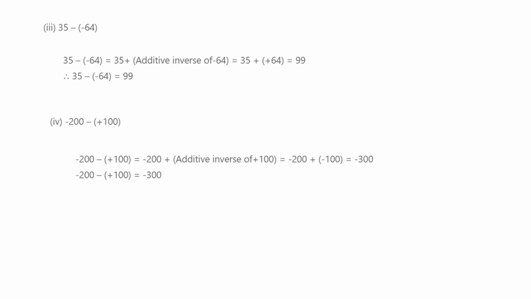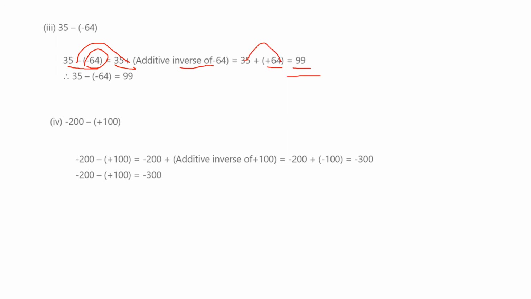Third question, 35 minus of minus 64. Here we have to find the value only. So first you write the question: 35 minus of minus 64. After 35, you change the minus into plus, and the additive inverse of minus 64 is plus 64. So 35 plus 64, add it, 99 is the answer.